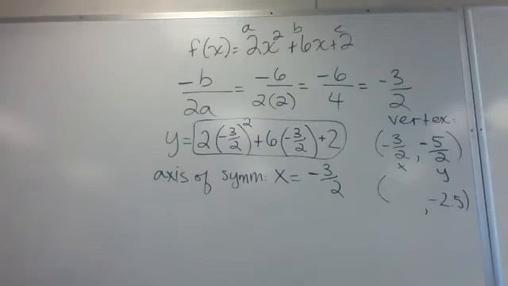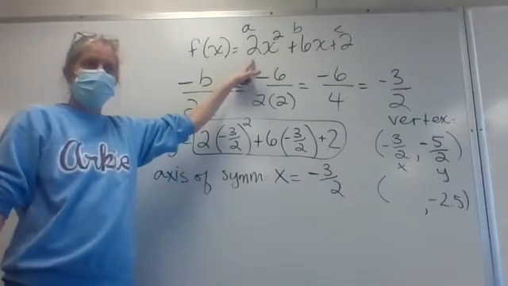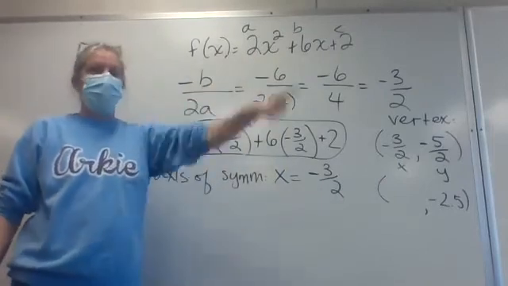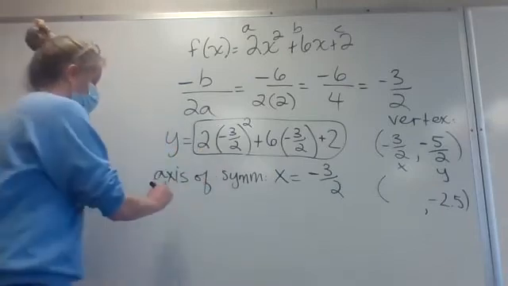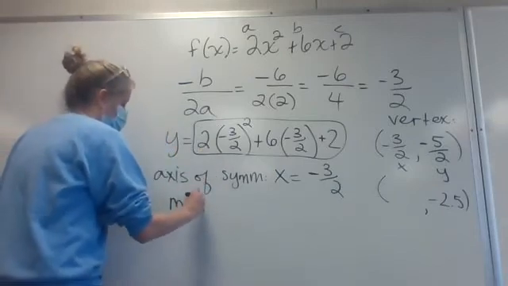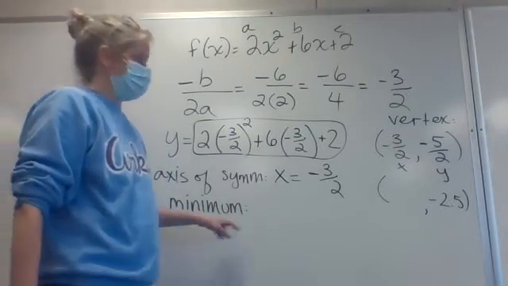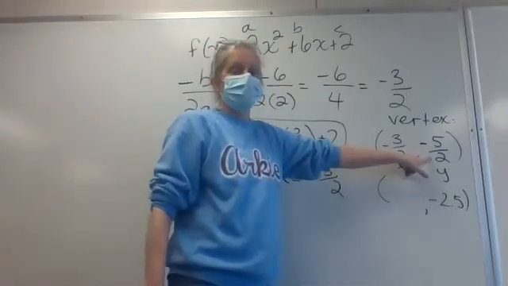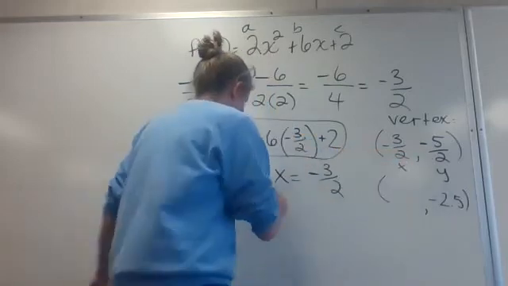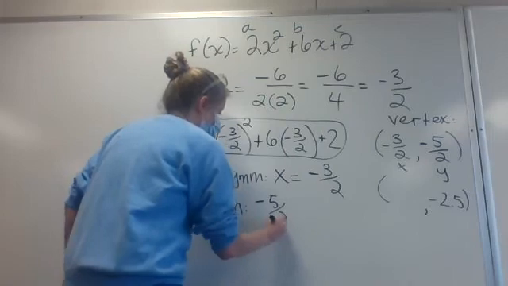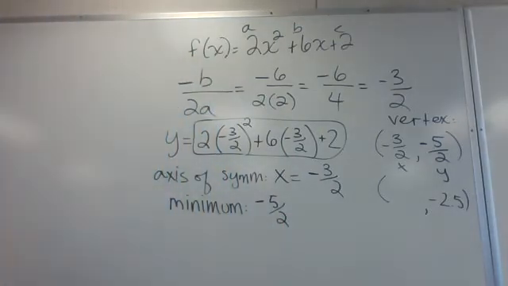Does this parabola have a maximum or a minimum? So if it's not negative, it's going to be right. It's going to open like this, which means the vertex is going to be at the bottom of it. And what is the minimum value? Negative 5 halves, right? The value is always the y coordinate. So negative 5 halves. And then it's going to say, okay, now graph it.